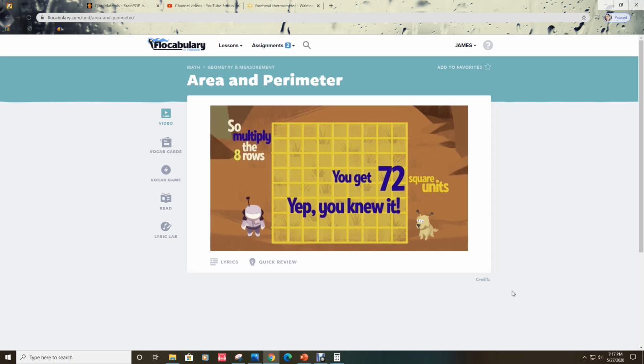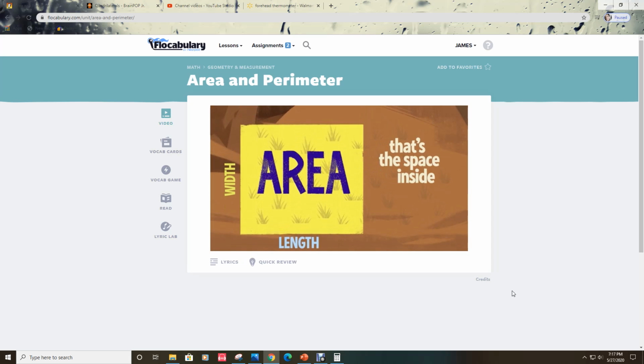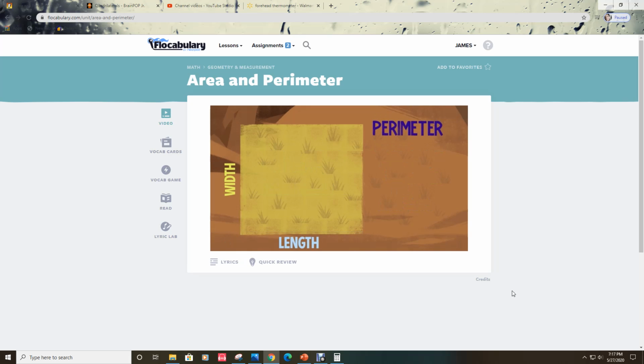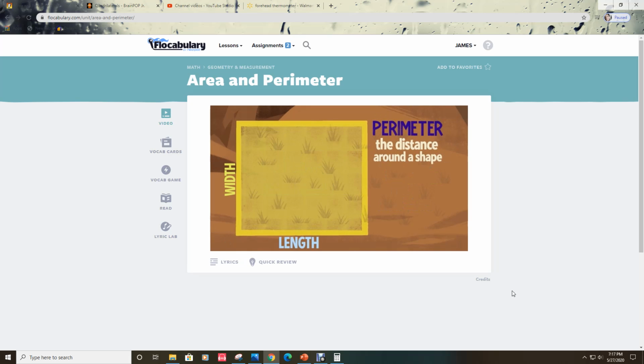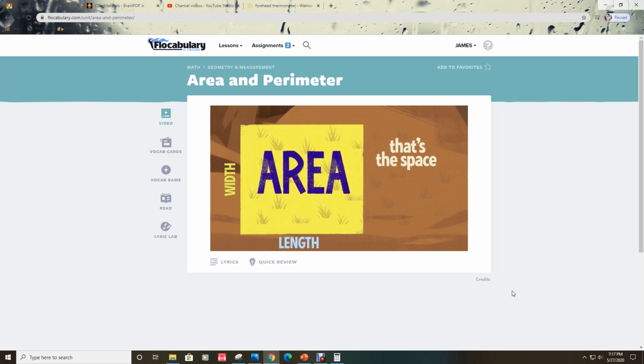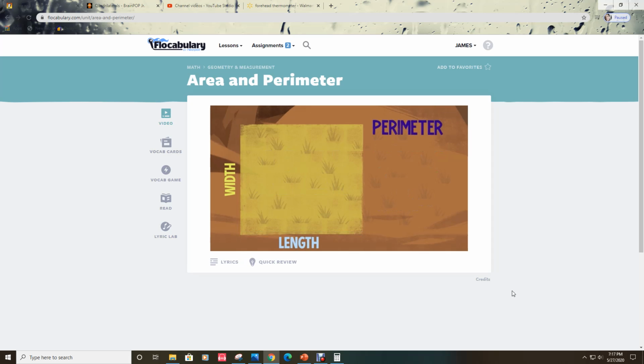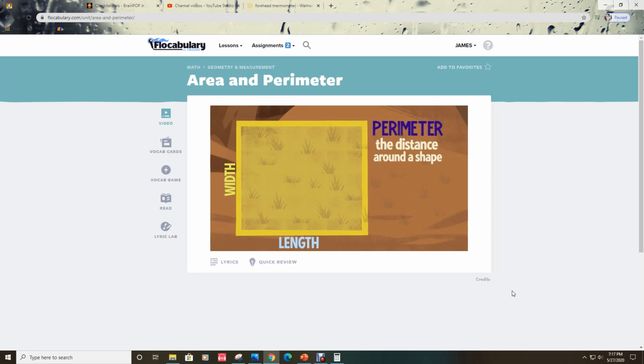Yep, you knew it. The area, that's the space inside. For a rectangle, its length and width are multiplied. And perimeter, the distance around the shape. Just add the sides together and then you'll be great with the area.